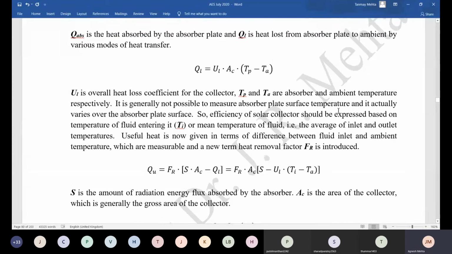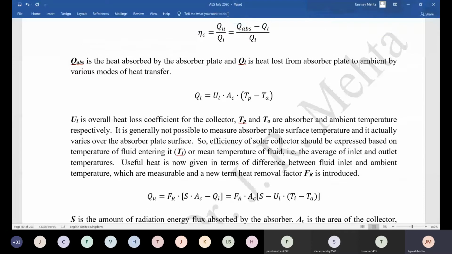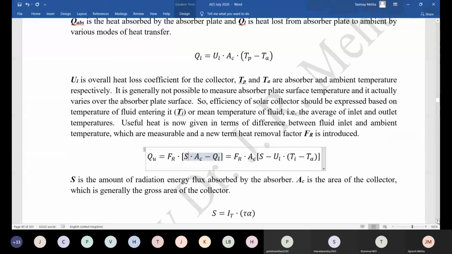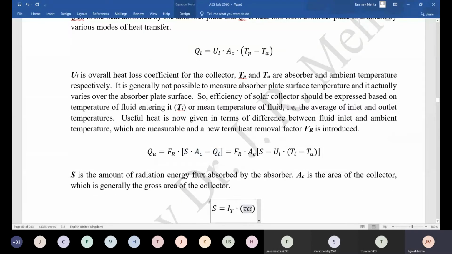Now this QU, what is QU? QU is QI minus QL, right? QI is the input energy, here, this one. So Q absorbed minus the Q lost. So how much is the heat absorbed? The heat absorbed is S into AC. Now, what is this S? S is what is absorbed by the absorber plate. How much is absorbed by the absorber plate? It is IT into tau into alpha, right?